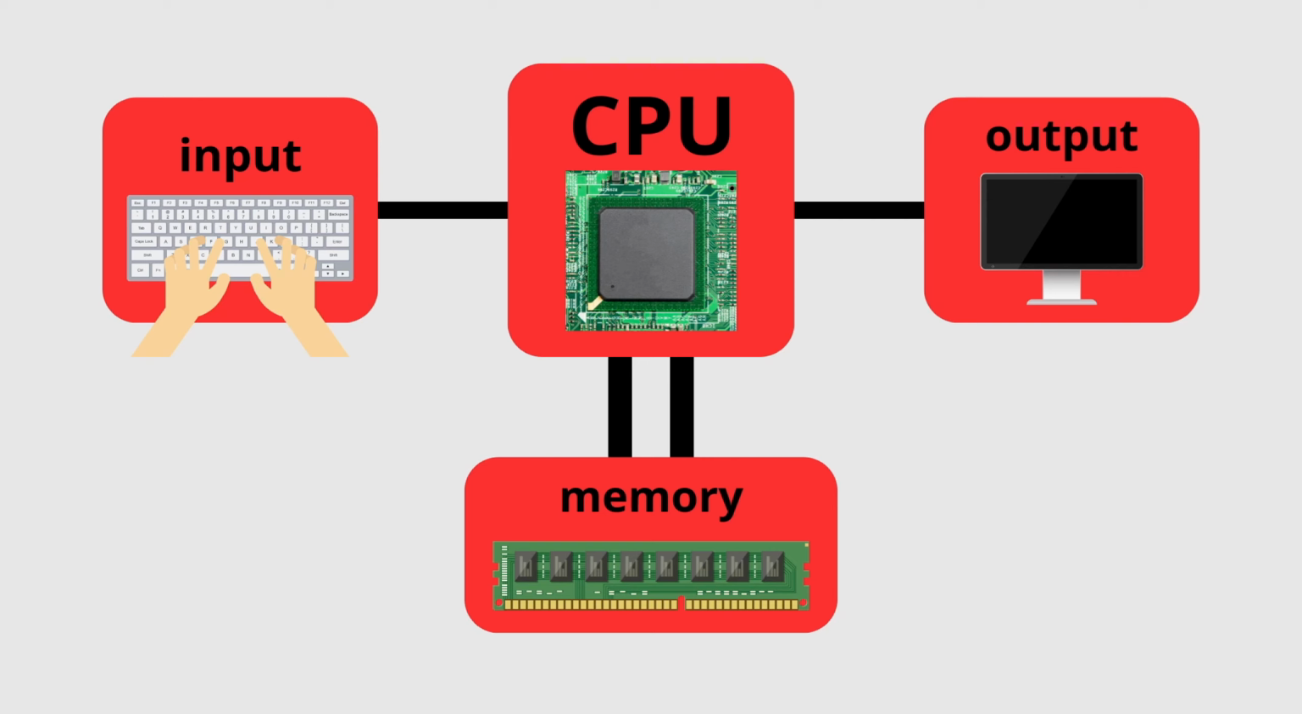Additionally, we'll delve into various types of memory such as random access memory, RAM, which stores data temporarily for quick access, read-only memory, ROM, used for storing essential system instructions, and the hard disk, a permanent storage solution for large volumes of data. By the end of the video, you'll have a comprehensive understanding of how these components interact to facilitate the smooth operation of our computers.